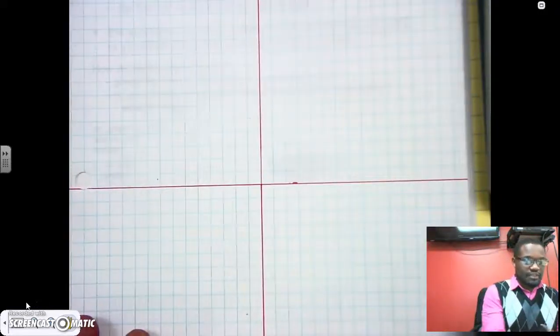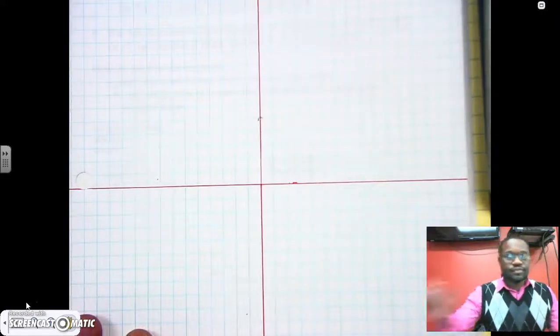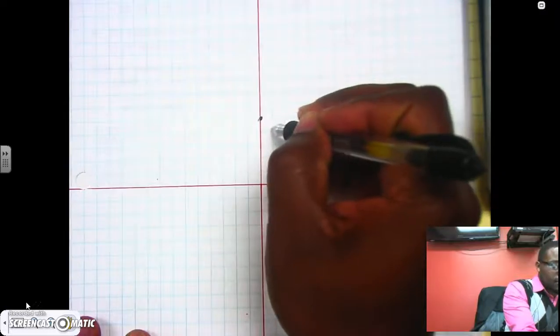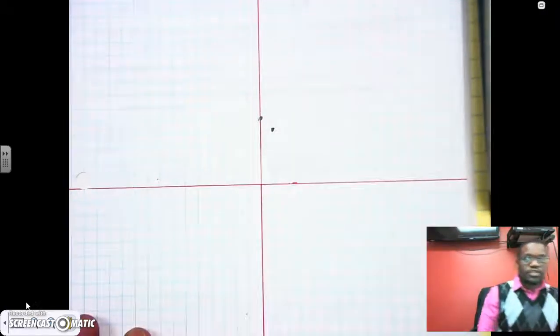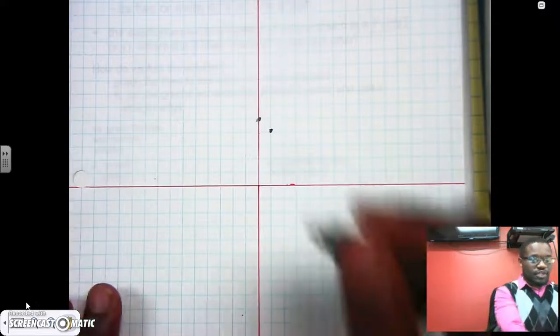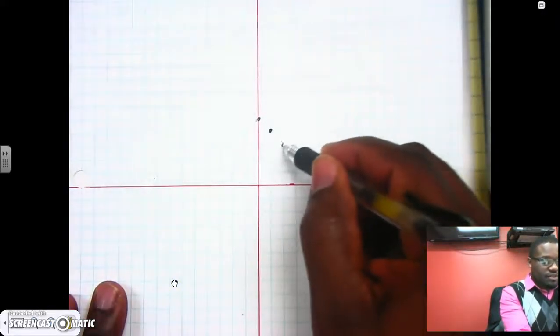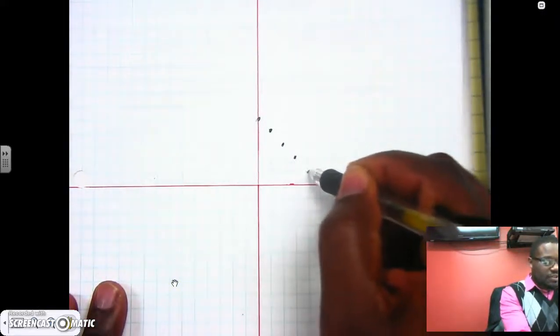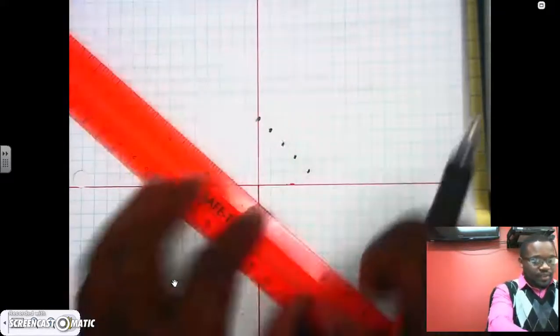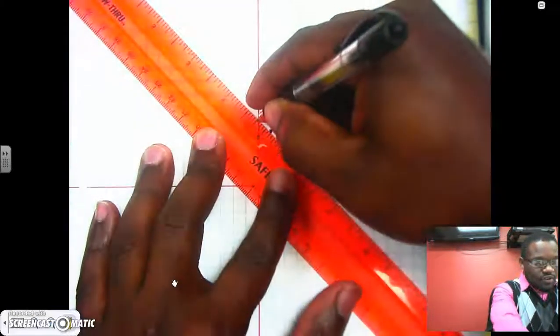y equals negative x plus 5. So y equals negative x plus 5 is 1, 2, 3, 4, 5 right here. And negative x is down 1, to the right 1. But I want more than just 2 points, and so I'm going to do it again. Down 1, to the right 1, and so on. I can keep going so I can get a really good looking line. And then I draw a line through all those points.